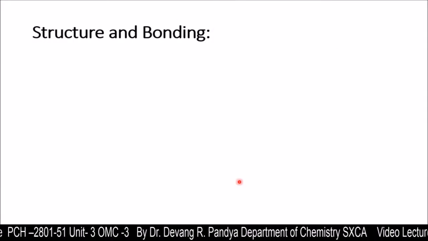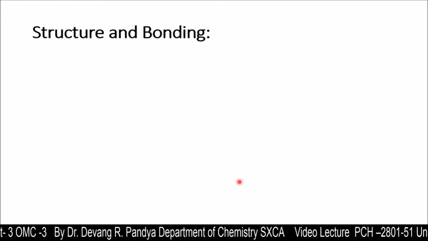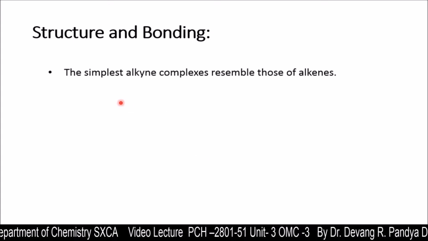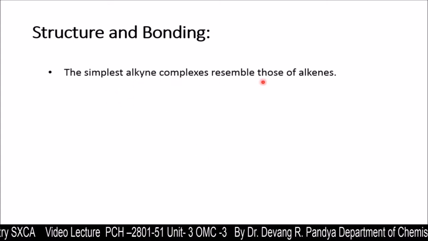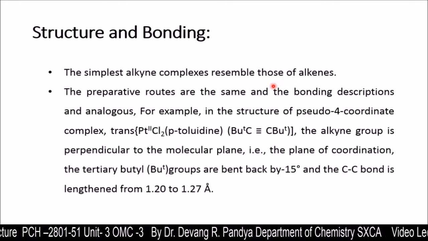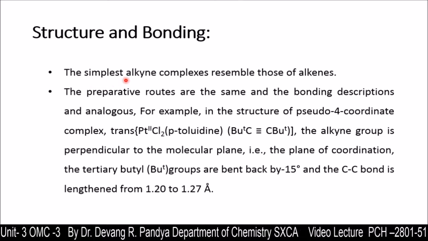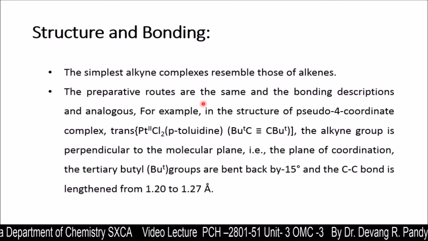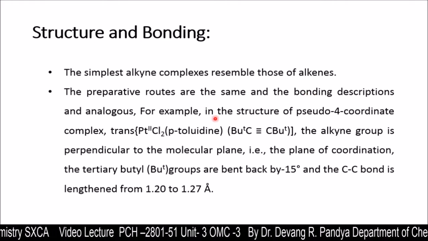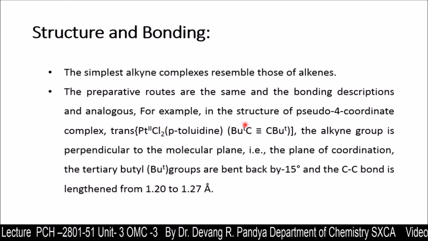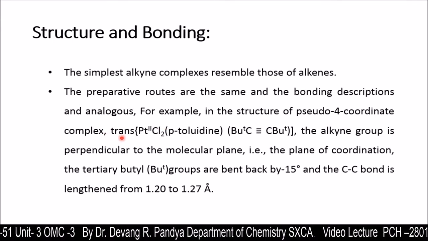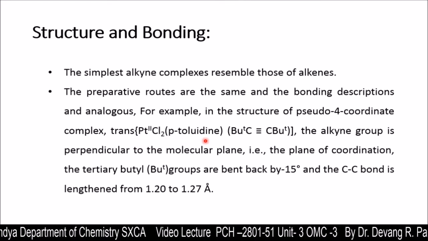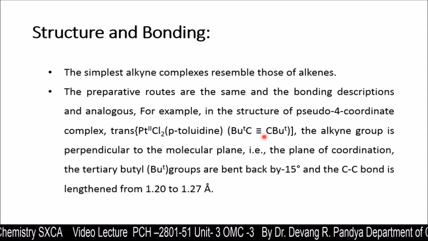Now, to understand the structure and bonding in metal alkyne complexes, it is a little different compared to alkene, where there is a simple kind of bonding. Here it is different. The simplest alkyne complexes resemble those of alkenes, that is, a simple 2 electron donor that can act like alkene. The preparative routes are the same, and the bonding descriptions are analogous, for example in the pseudo 4 coordinate complex, trans platinum dichloro(p-toluidine) and tertiary butyl acetylenic group.